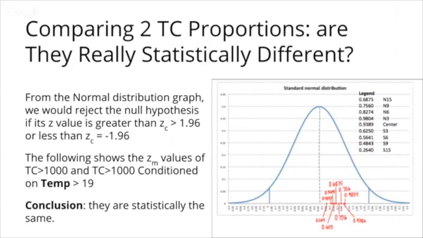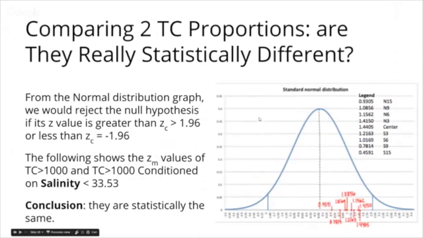Comparing two TC proportions, are they really statistically different? From the normal distribution graph, we would reject the null hypothesis if its z-value is greater than 1.96 or less than negative 1.96, as we can see from the graph. But our data were all within this range, which means that we can accept the null hypothesis, or, to put it more correctly, we can say that we fail to reject the null hypothesis, which tells us that all the TC greater than 1000 and TC greater than 1000 conditioned on temperature greater than 19 are all drawn from the same population.